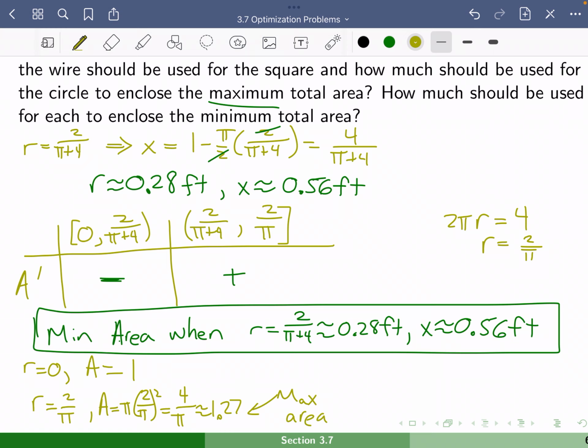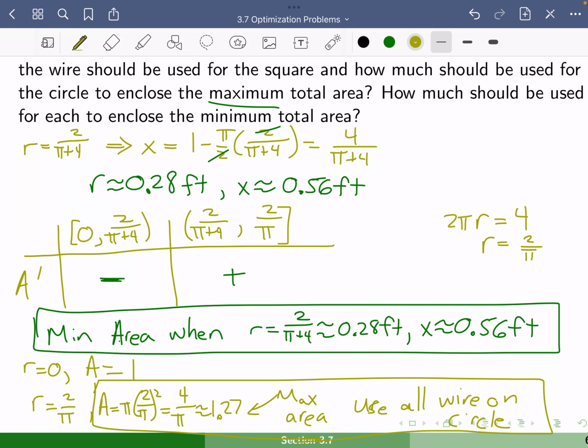So use all the wire on the circle to get a maximum area, and nothing on the square.